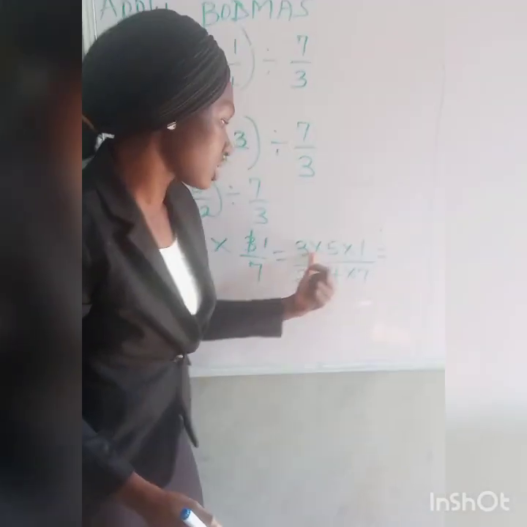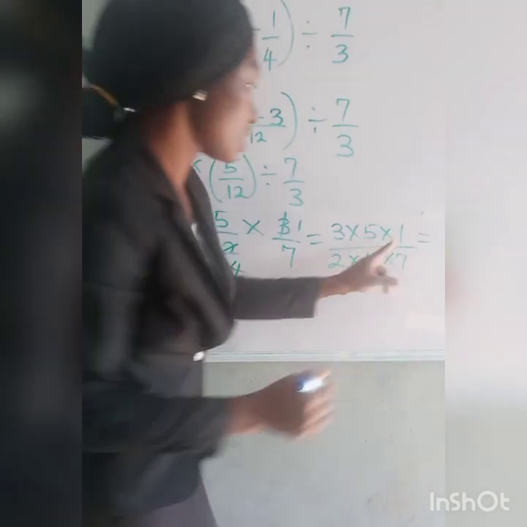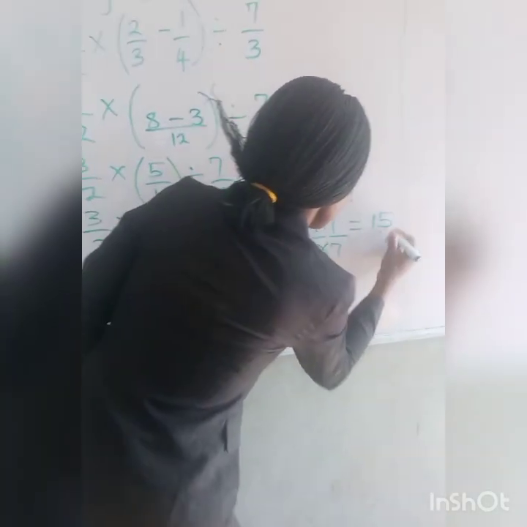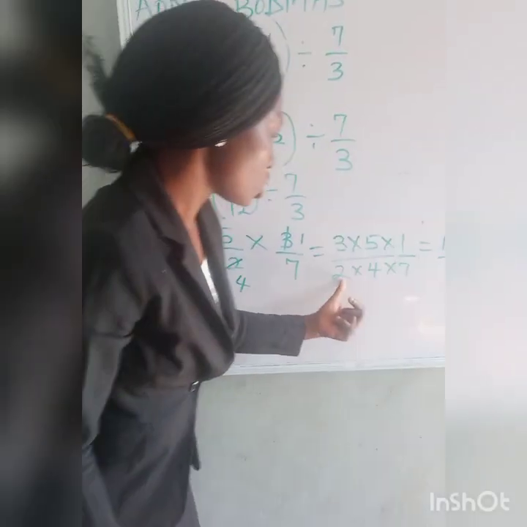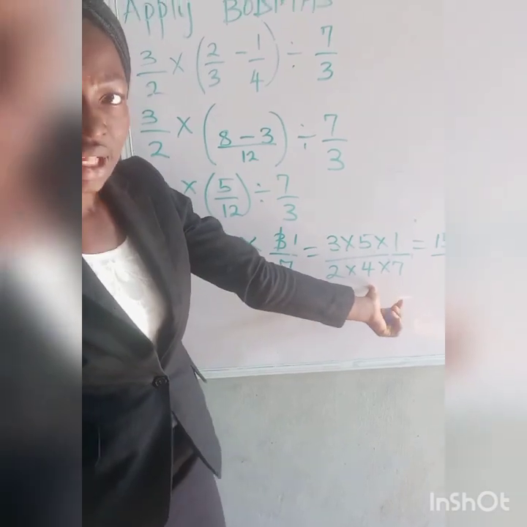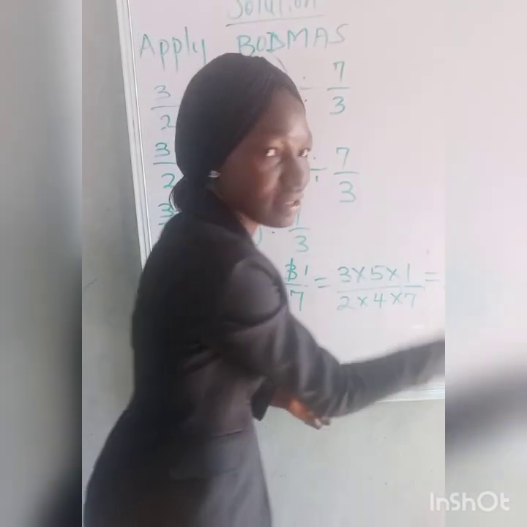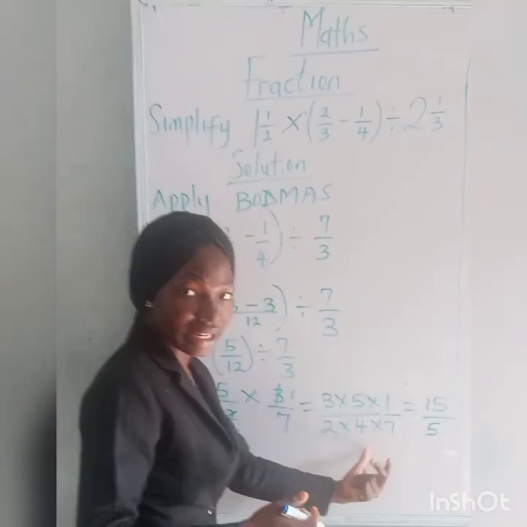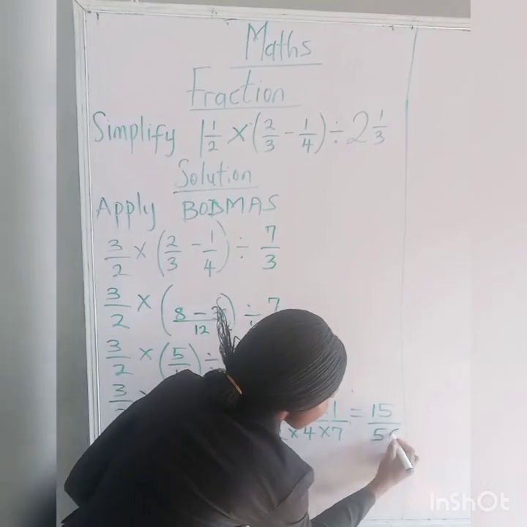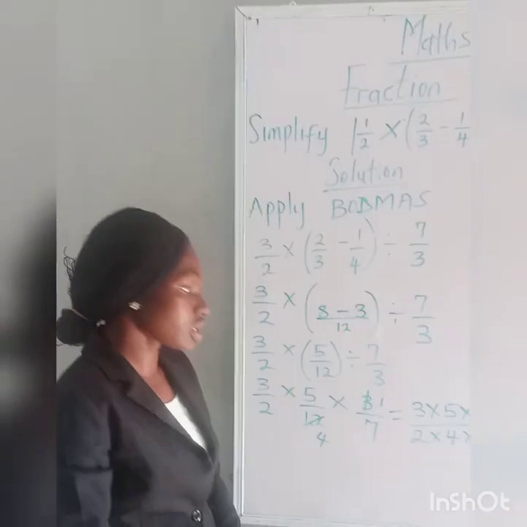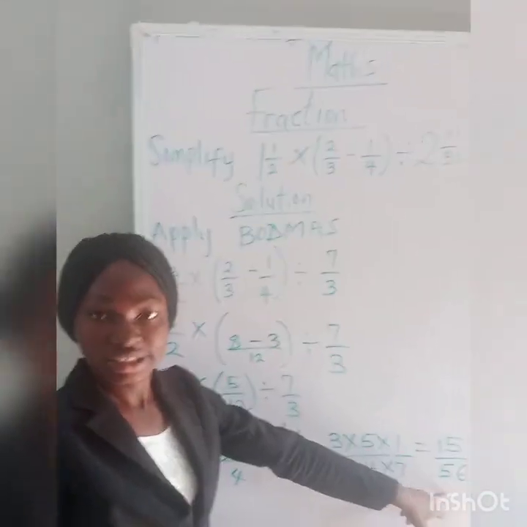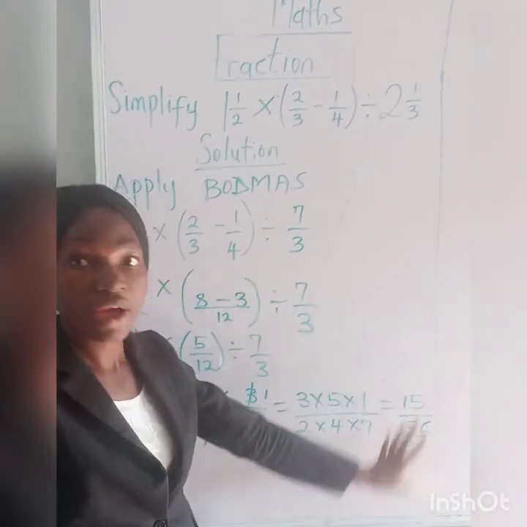And as you can see, 3 times 5 is 15. 15 times 1 is 15 over this one. 2 times 4 is 8, and 8 times 7 is 56. As you can see, the numerator is smaller than the denominator, so this is a proper fraction.